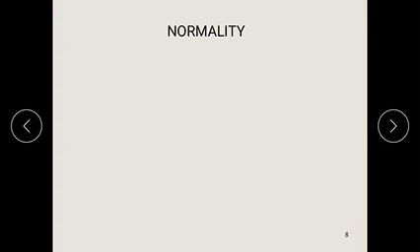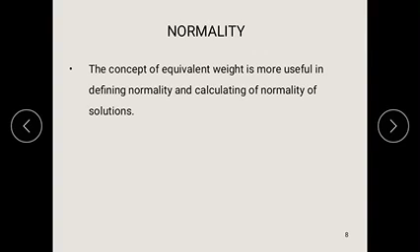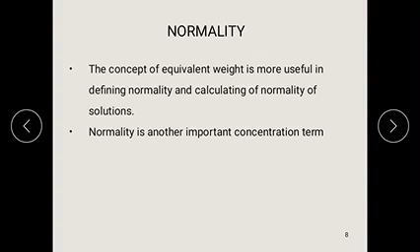And now let us see the definition of normality. This concept of equivalent weights is more useful in defining and calculating the normality of solutions. Normality is another important concentration term. It is widely used, like molarity. It is one of the expressions of concentration, like molarity.